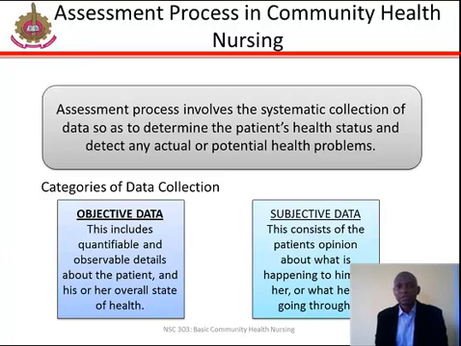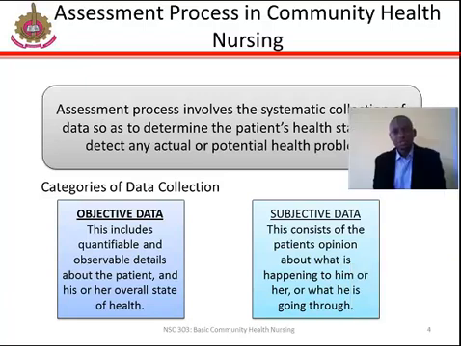Data collected about a patient can be categorized into two: objective data and subjective data. Objective data include quantifiable and observable details about the patient and his or her overall state of health. The term objective refers to the fact that only precise and clear descriptions are used.